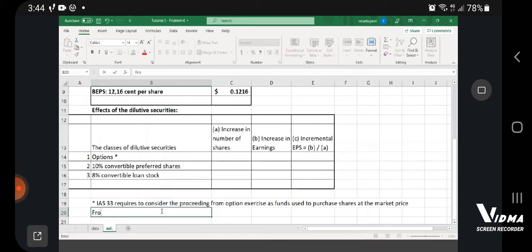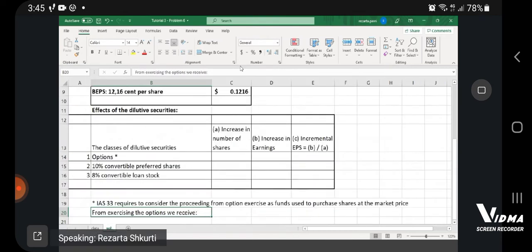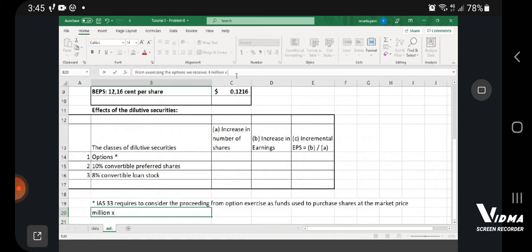So from exercising the options, how much money do we receive? Remember we have 4 million options, at a price of 1.4. So we receive 4 million multiplied by 1.4. How much money do we receive? I think we receive 5.6. Please correct me if I'm wrong. $5.6 million in this case, okay?